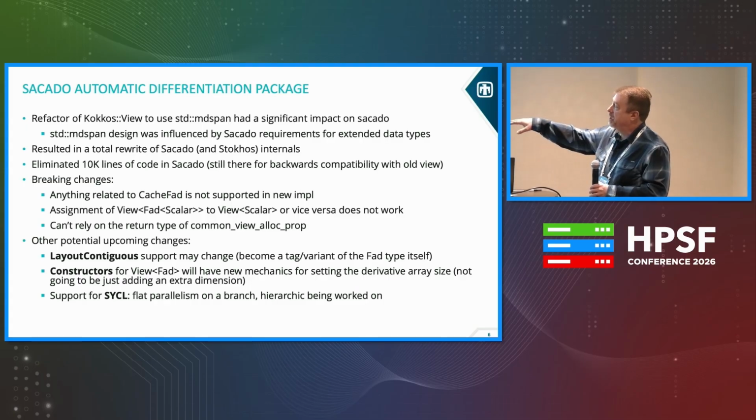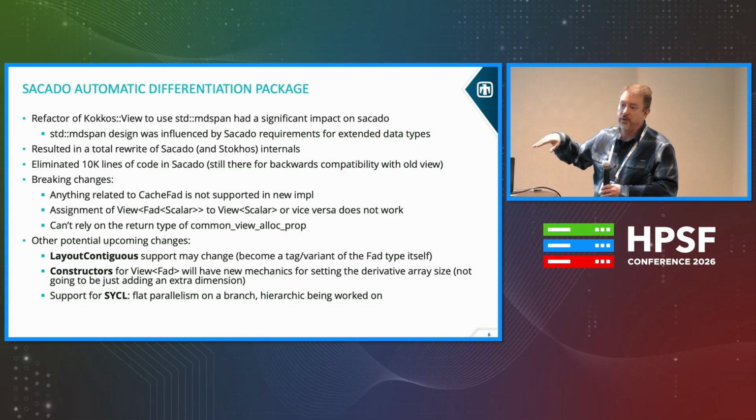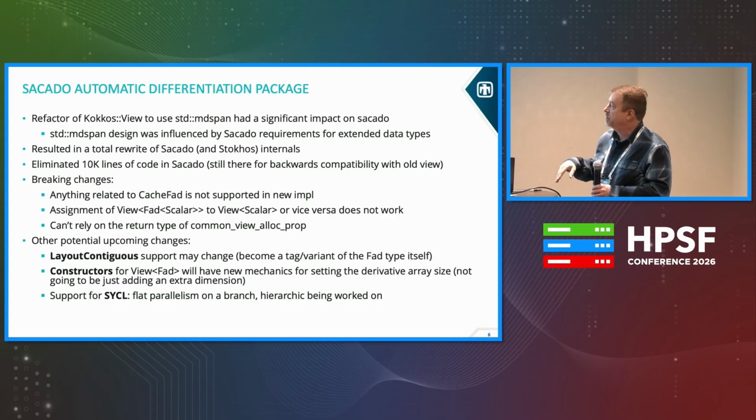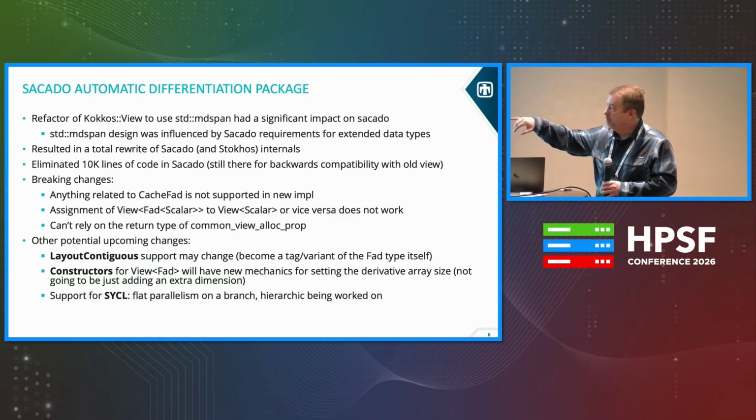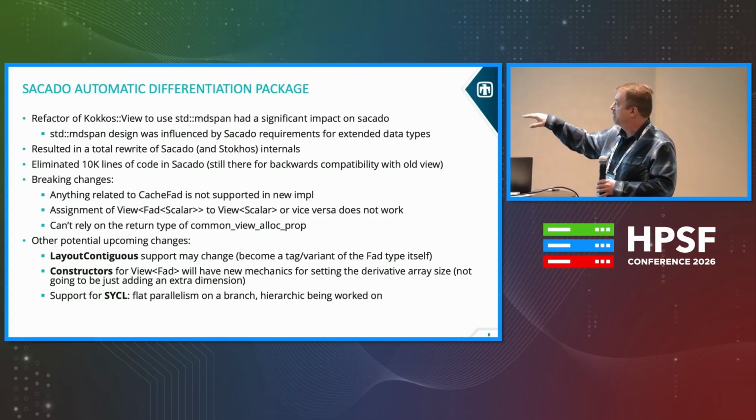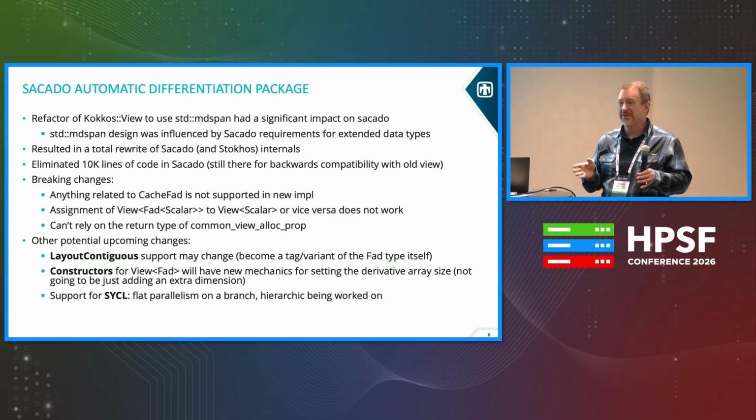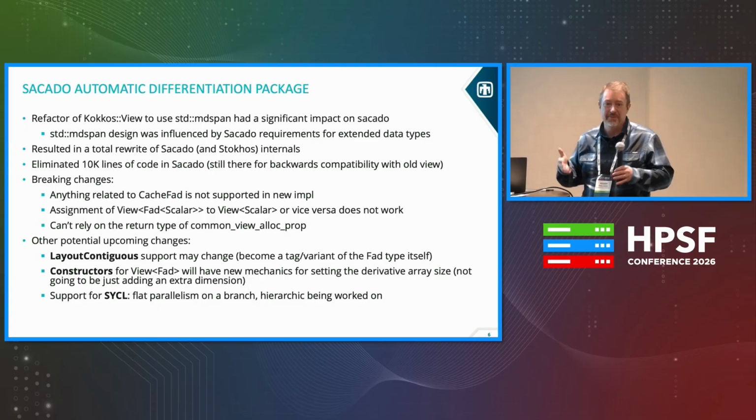So, upcoming changes to Staccato. When you do hierarchic parallelism, there's a special layout contiguous that Staccato defines. We may change that to actually be a template on the FAD type itself, which would make some things easier. Right now, when you build a view FAD type, in your constructor you have to pass in an extra extent for the derivative dimension. We may make that explicit. It's not just going to be adding on an extra extent, because that confused people when they saw a rank 3, but then there were 4 extents being passed in. It's because it was a FAD type.